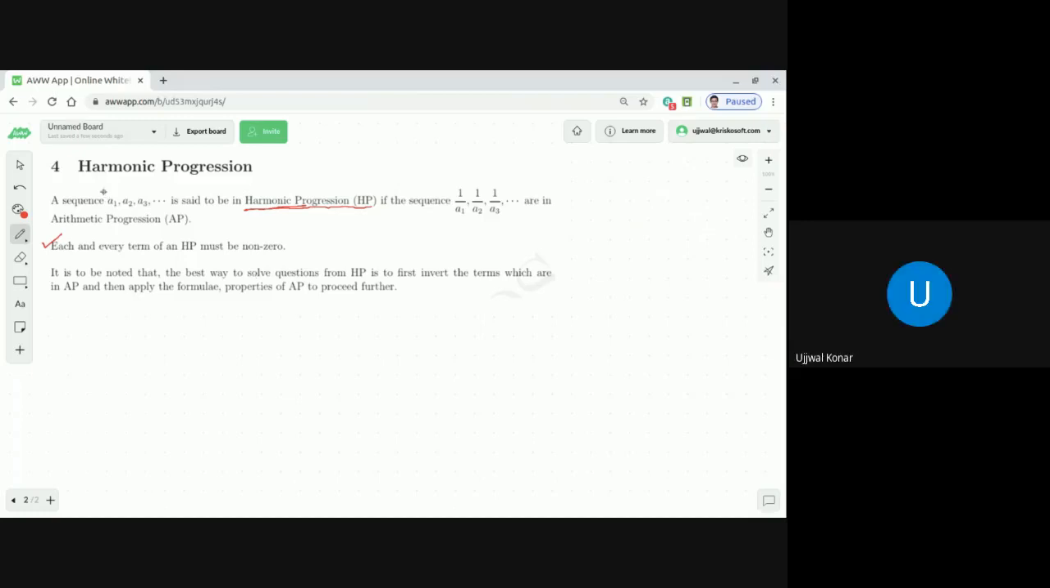Think about a question. Think hypothetically that A1, A2, A3, ... up to AN are in harmonic progression. Find the sum up to the first n terms. What will you do first? 1 by A1, 1 by A2, 1 by A3, all up to 1 by AN are in arithmetic progression. In that arithmetic progression, we can find the sum up to the first n terms, or the nth term, and all these things. So we will see how we can apply this. So here mainly what happens is that first we'll find the nth term. Are you getting my point very clearly?